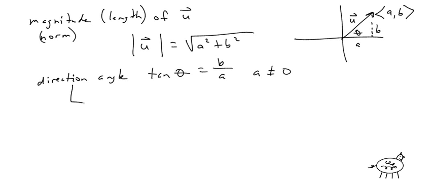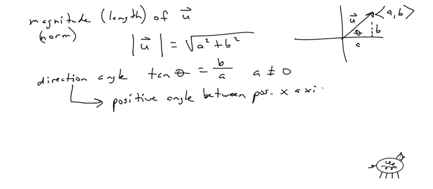The direction angle, this is important. The direction angle is a positive angle between the positive x-axis and the vector. In the diagram that I have there, it's going to be an acute angle, but you can have it obtuse or reflexive. It can be in any quadrant, but it's always from the positive x-axis.